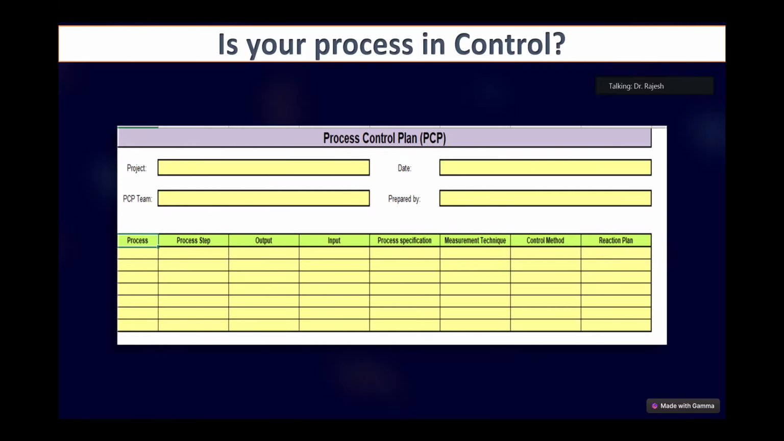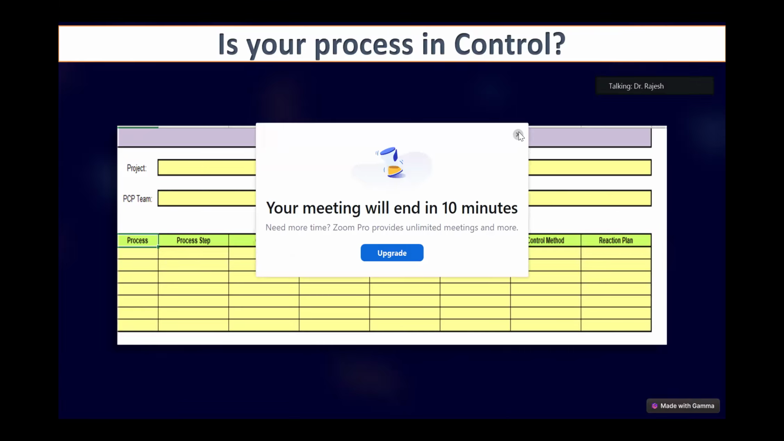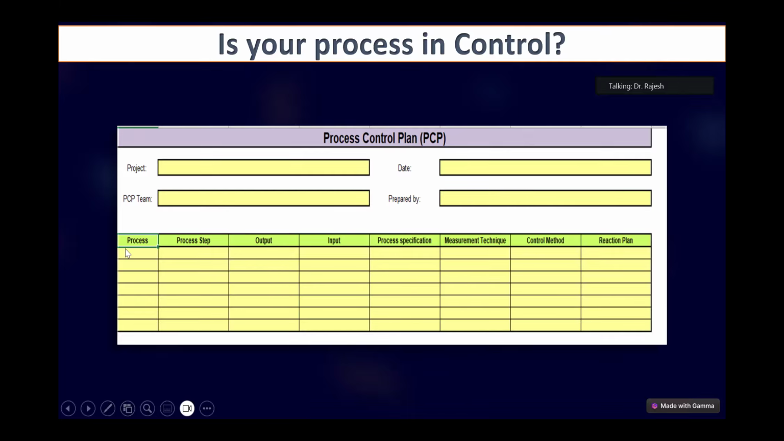For example, I'll take the same project that Hari showed us. In that project, the first one is charge entry, which I'm splitting into a different project. What is the process step? The charge entry team will go to the coder's detail and enter the charge. What is my input? The coding sheet is my input. What is my output? Charge filing is my output. What is the process specification?